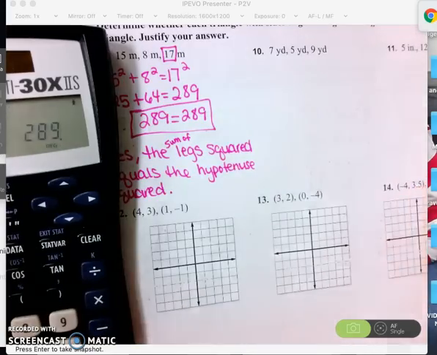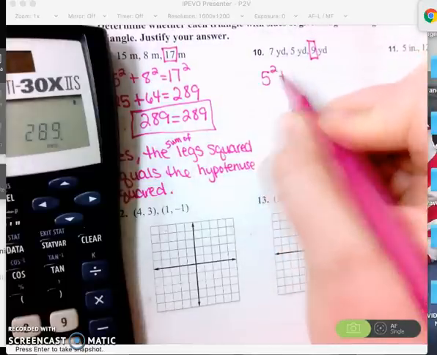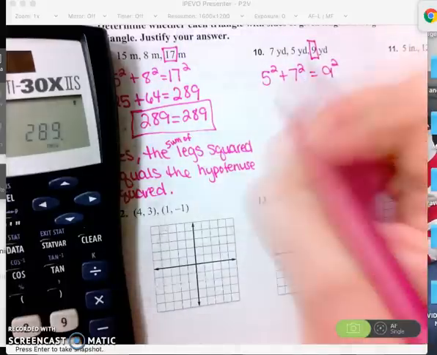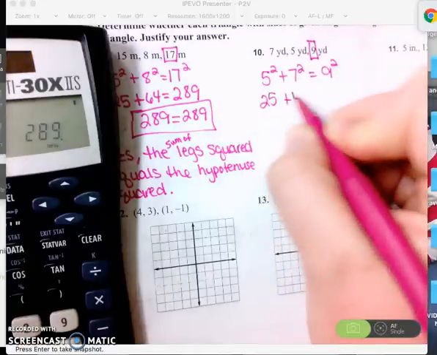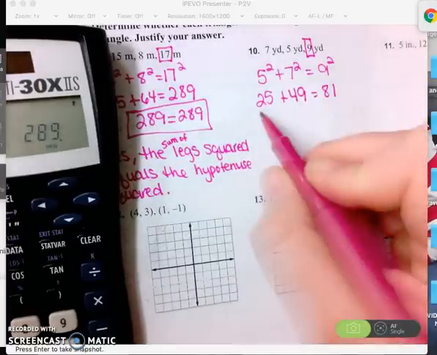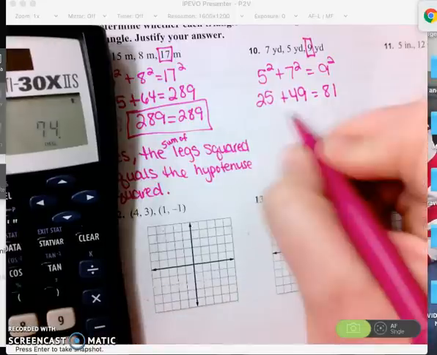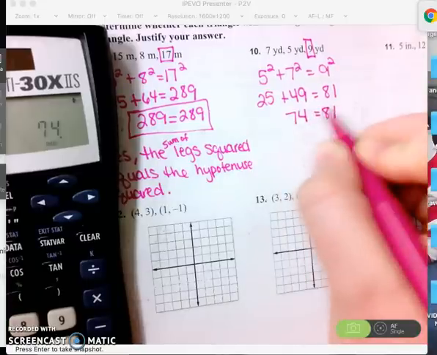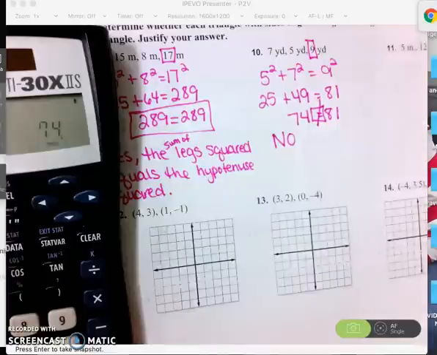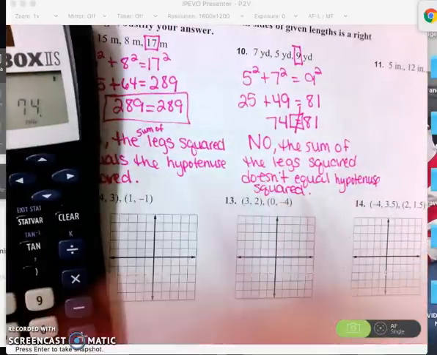Okay, we're going to do the math here again, noting that this one is our longest side. So 5 squared plus 7 squared equals 9 squared. It does not matter which order I put these. So 25 plus 49, does that equal 81, because 9 squared is 81? 25 plus 49, I don't think so. 74 equals 81. Make sure to show that it does not equal. So it would be a no. Again, I'm going to say no, the sum of the legs squared does not equal the hypotenuse squared.